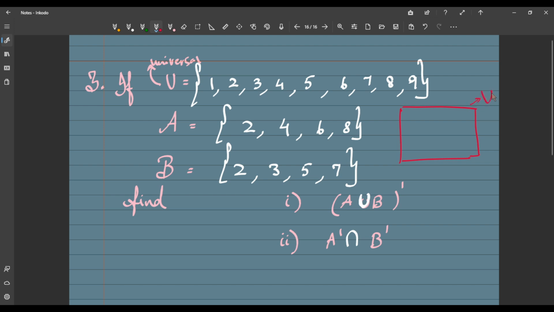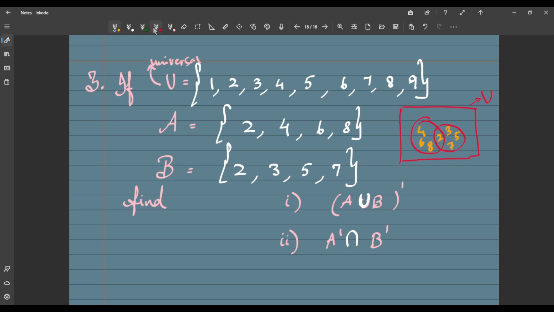So this is U, and this is the set of all numbers 1, 2, 3, 4, 5, 6, 7, 8, 9. But my A and B are given, and I can also see some common elements between A and B. So I'll draw A and B as overlapping circles, and let me fill up my elements now. So A has 2, 4, 6 and 8. And my B has 2, 3, 5 and 7.